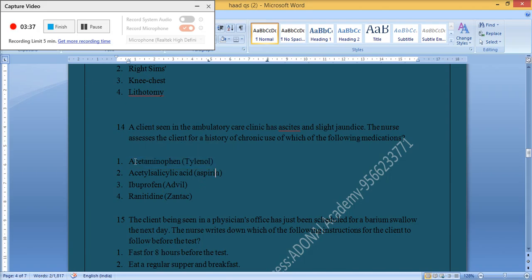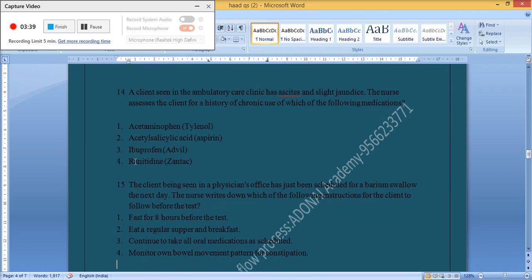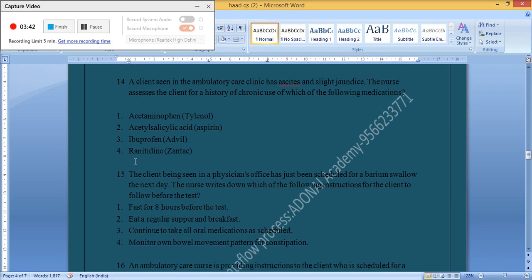2.15. The client being seen in the physician's office has just been scheduled for a barium swallow the next day. The nurse writes down which of the following instructions for the client to follow before the test? 1. Fast for 8 hours before the test. 2. Eat a regular supper and breakfast. 3. Continue to take all oral medication as scheduled. 4. Monitor own bowel movement pattern for constipation. The correct answer is 1. Fast for 8 hours before the test.